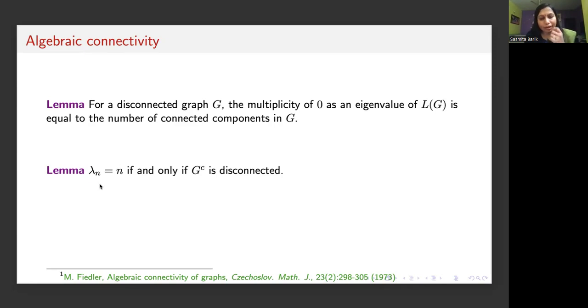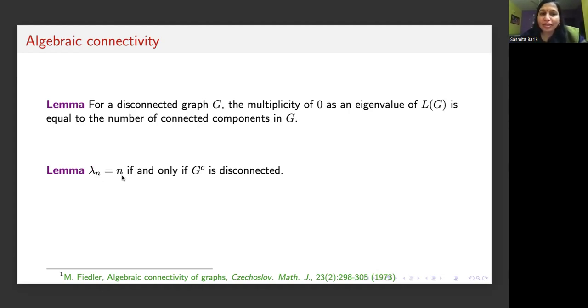So lambda n, the largest eigenvalue, is always less than or equal to n. So the Laplacian eigenvalues of a graph lie between 0 and n. So lambda n is always less than or equal to n. This you can prove. So, you were online, otherwise I would have asked how this is happening. So lambda n will be less than or equal to n.